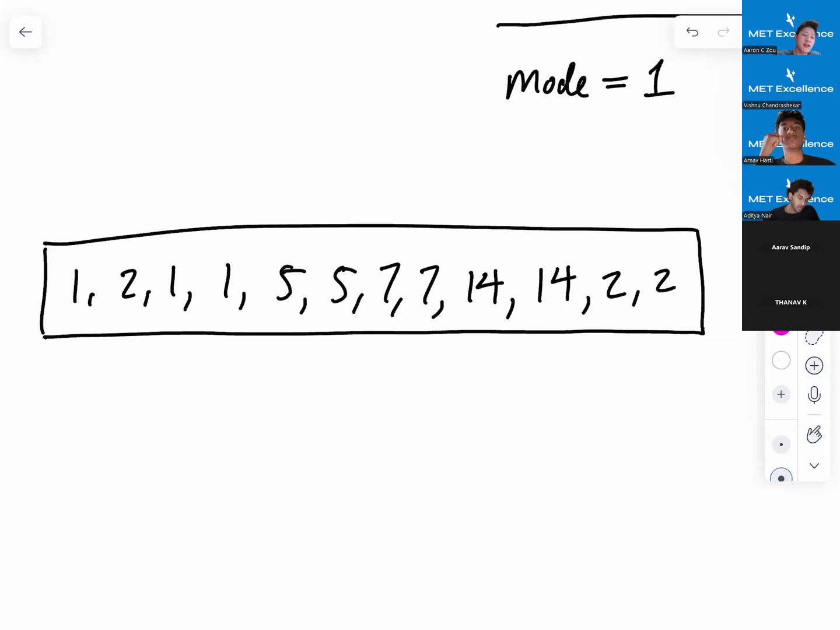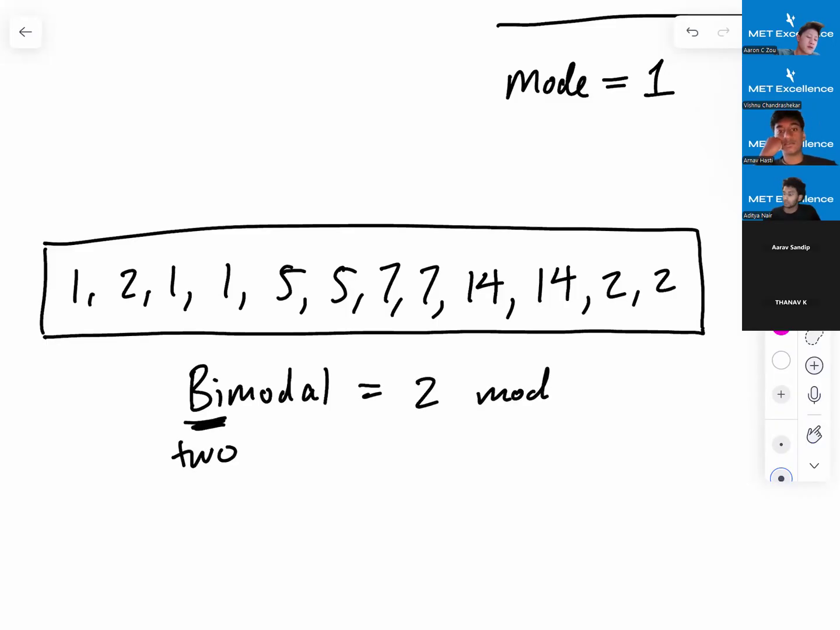So this data set is a little tricky because I include a little trick here. Both 1 and 2 appear 3 times. So this is actually something we call bimodal. So bi means 2. So bimodal just means there's 2 modes. So the mode will be 1 and 2.